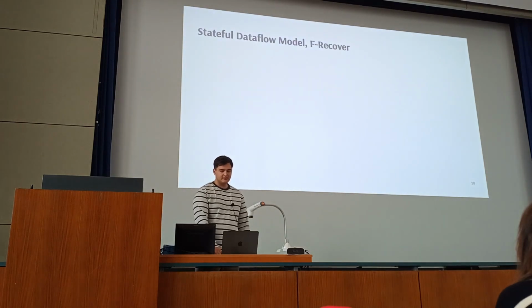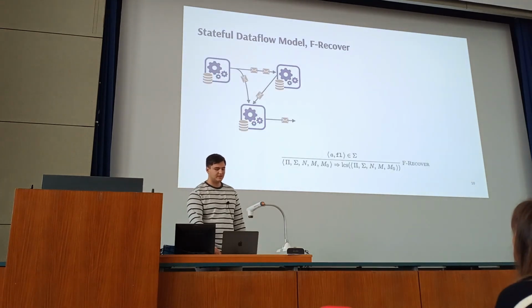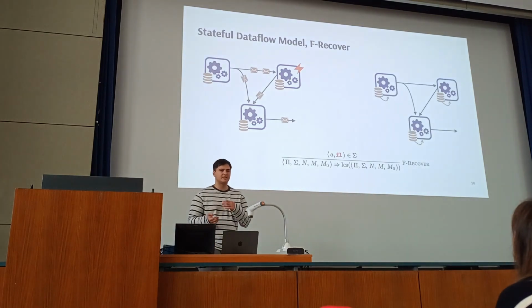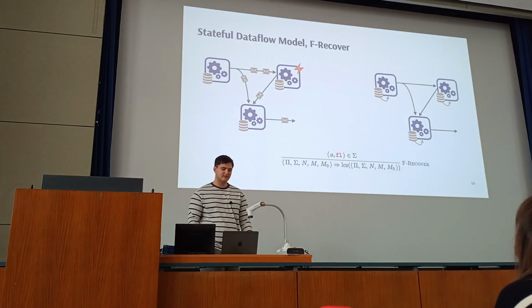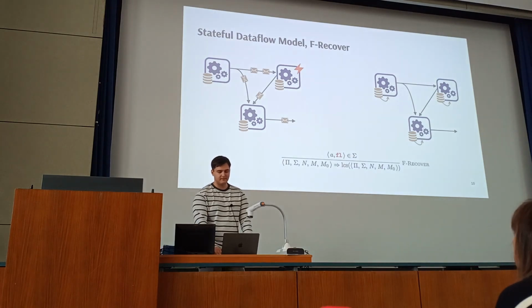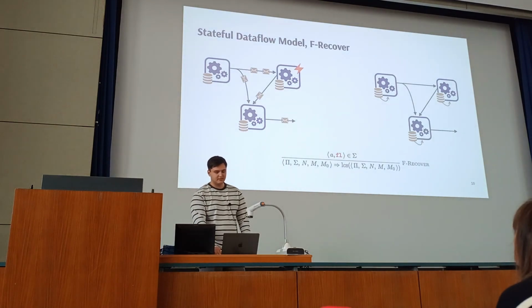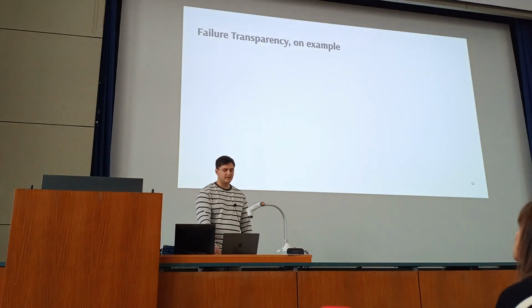Yeah. And the recovery rule says that if in our program one of the tasks has failed, then we can erase all of the implied messages and restore the latest common snapshot from the local persistent storages of these tasks. And in this way, we can continue the operation like the failure has not happened at all. So now let's try to capture what failure transparency should mean on an example.